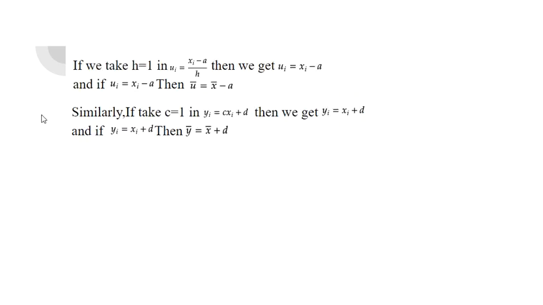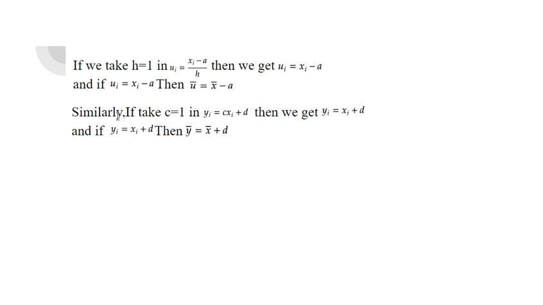It means if we take h equal to 1 in ui is equal to (xi minus a) upon h, then we get ui is equal to xi minus a. So what happened here? We have done only subtraction. It means we have changed the origin only. So if ui is equal to xi minus a, then u bar is equal to x bar minus a. We can prove this statement like we have proved earlier.